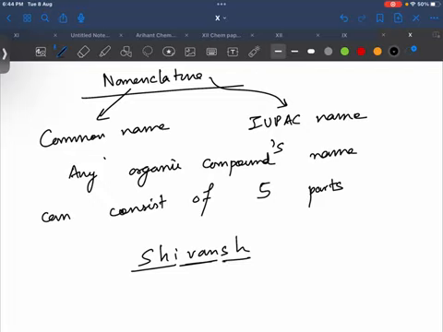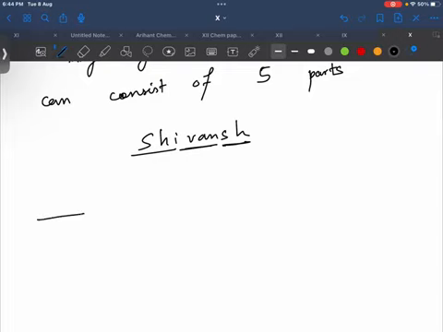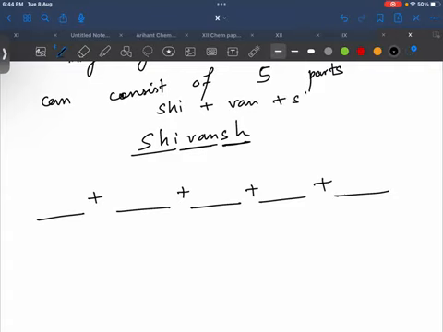So here there are 3 parts. Do you see? Similarly, I can divide the name of an organic compound into 5 parts: 1, 2, 3, 4, 5. I'm writing it like this: Shi plus Van plus SH. The same way I'm doing this. The middle name is known as the word root. Write down: the middle name is known as the word root.